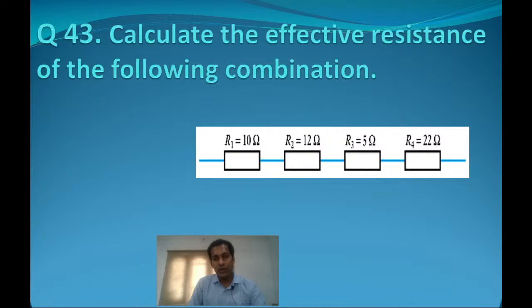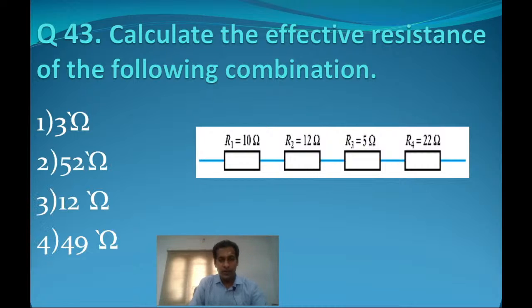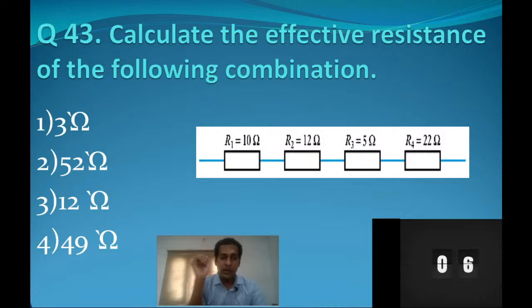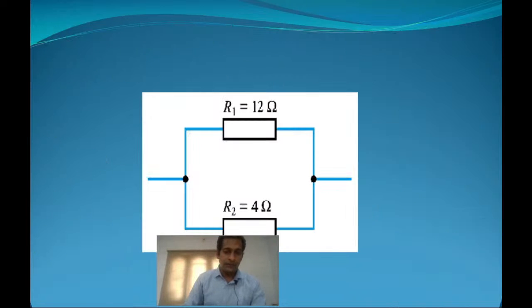Now next question, calculate the effective resistance of the following combination. This is the most simple question, we also saw it in the last demo. What do we do in series? We sum them all. So you have 3, 4, 7, 8, 9, 10. Your time is up. The answer is 49 ohms.